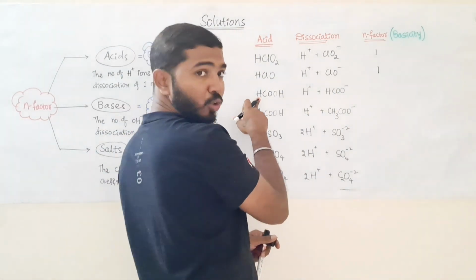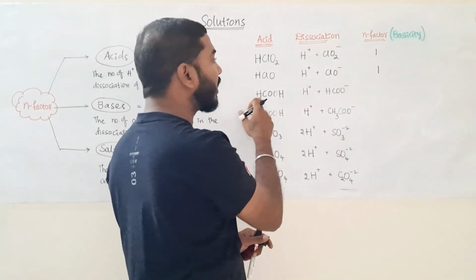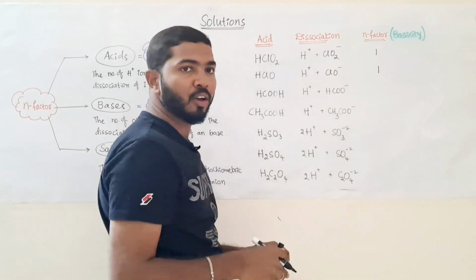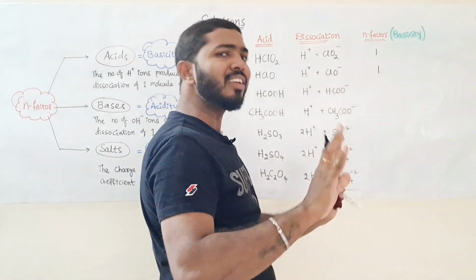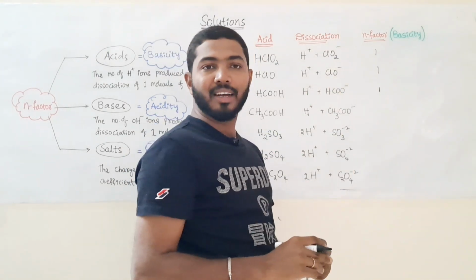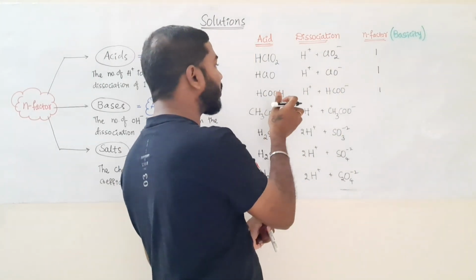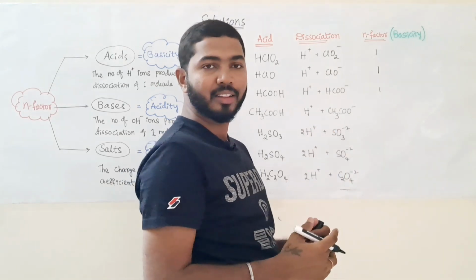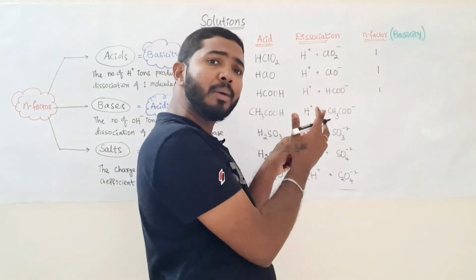Then we move to formic acid. Here even though we have two hydrogens, only one H plus ion is produced. So what is the N factor? It is 1. And why is it like that, sir? Since we have two hydrogens, only one H plus ion is produced. Why is that particular case like that? It's not only about that case.